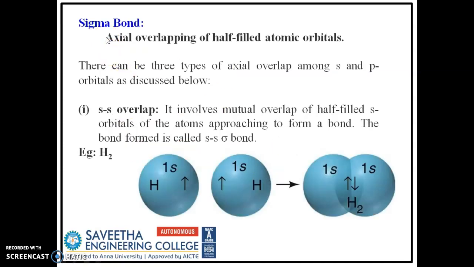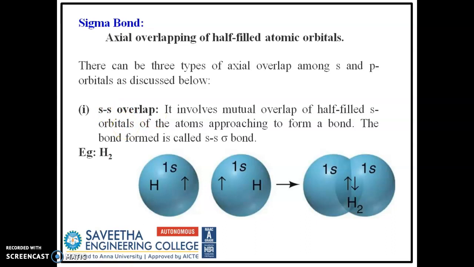First one is the sigma covalent bond. It is formed by the axial overlapping of atomic orbitals. There can be three different types of axial overlap among s and p orbitals. One is ss overlap, the other one is sp overlap, the third one is pp overlap.